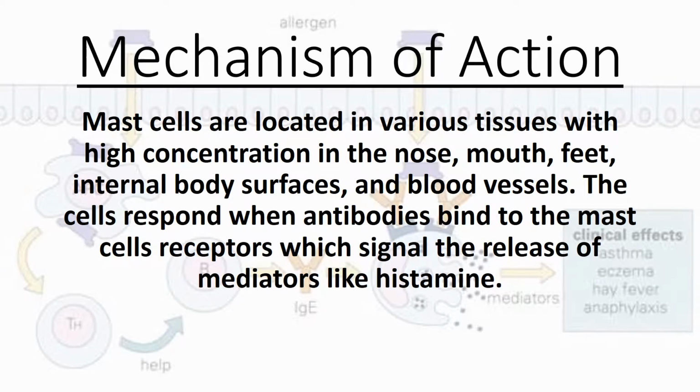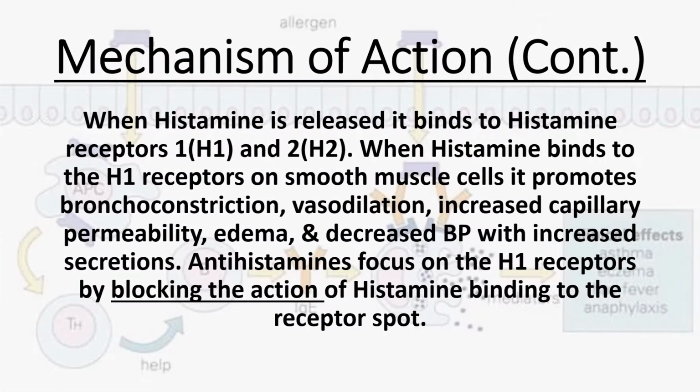The mechanism of action for antihistamines. Mast cells are located in various tissues with high concentration in the nose, mouth, feet, internal body surfaces, and blood vessels. The cells respond when antibodies bind to the mast cells' receptors, which signal the release of mediators like histamine. When histamine is released, it binds to histamine receptors H1 and H2.